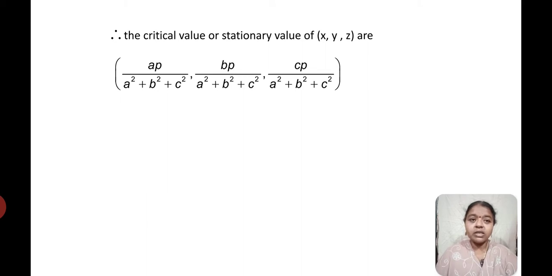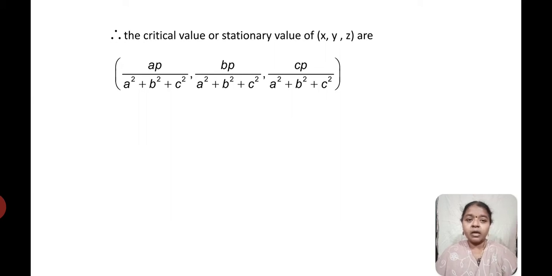Therefore, the critical value or stationary value of x, y, z are, here we would be substituting the values of x comma y comma z, which are ap by a square plus b square plus c square comma bp by a square plus b square plus c square comma cp divided by a square plus b square plus c square.